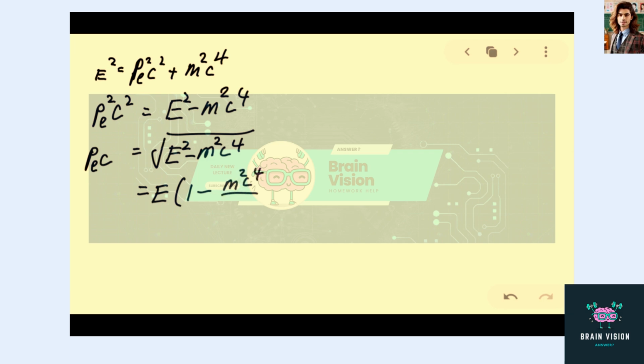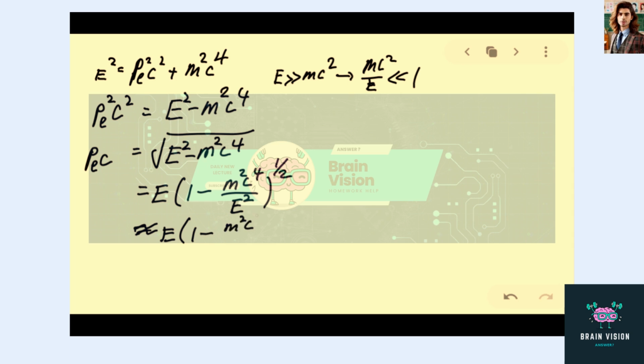We can actually do a Taylor expansion or binomial expansion of this expression. Since E is much greater than mc squared, it means that mc squared divided by E is less than 1, so we can do a binomial expansion. This is approximately equal to E times 1 minus m squared c^4 divided by E squared times a half.